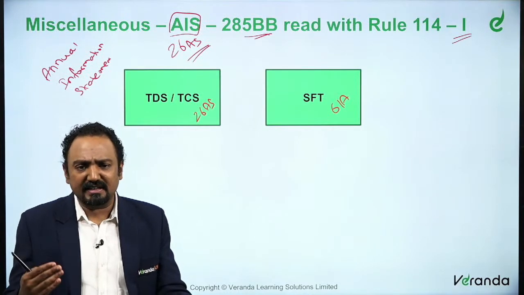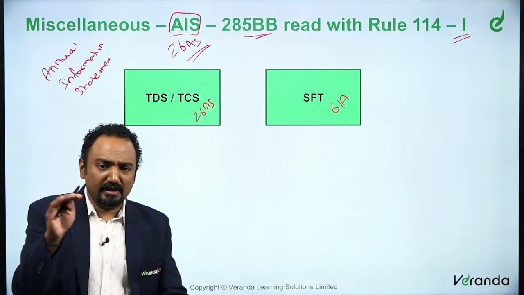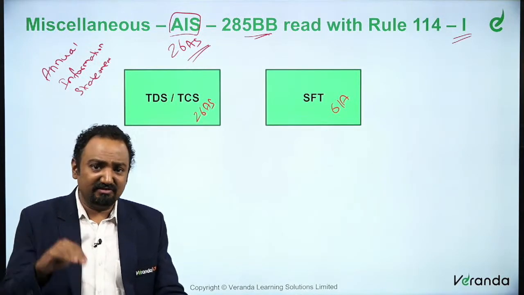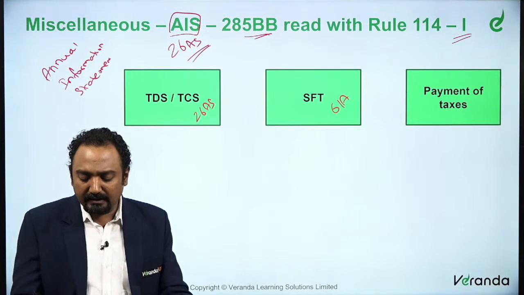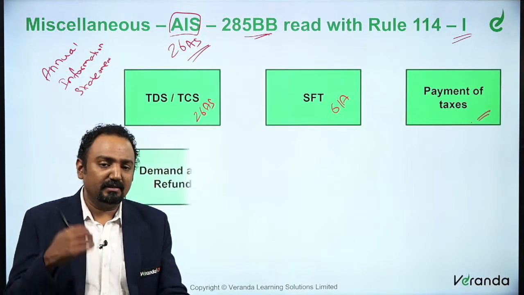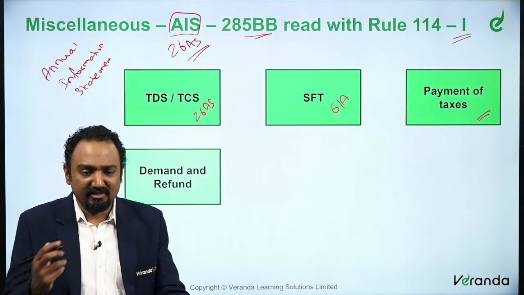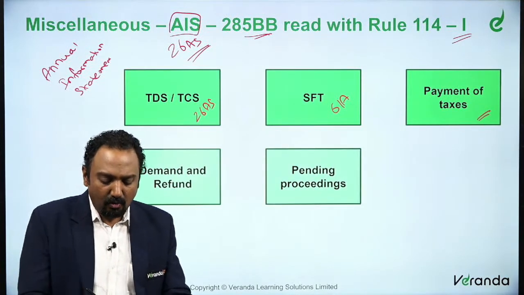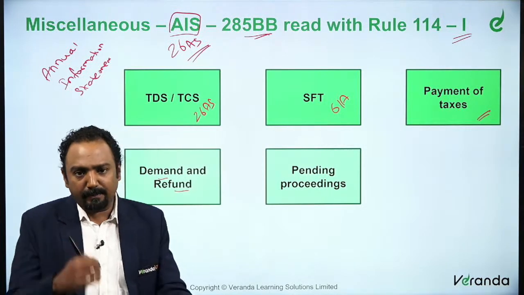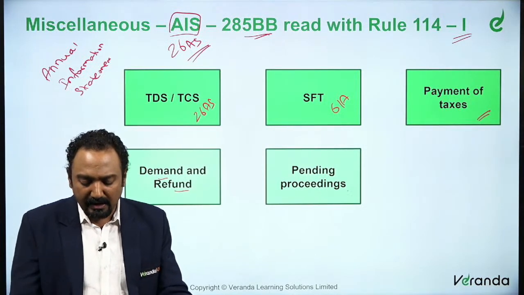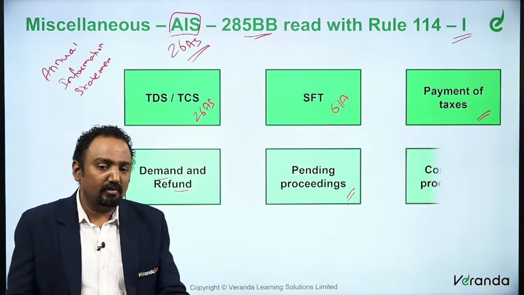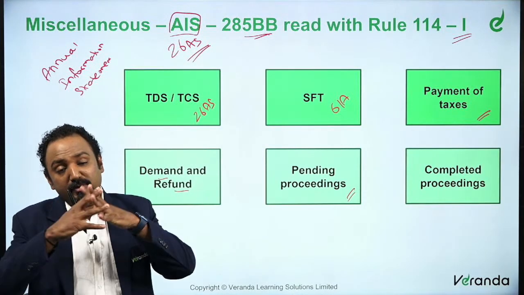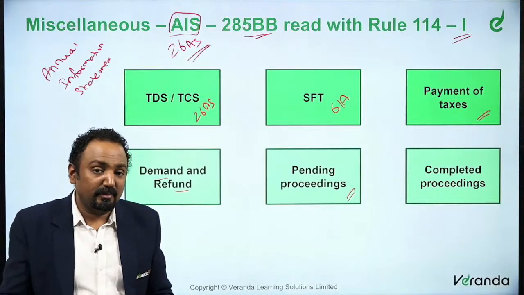Whatever specified financial transactions are covered through the relevant party, bank, Nidhi, company and all those, such information will also be reported. And then whatever taxes have been paid, any self-assessment taxes paid by the assessee, will also get tracked. Whatever demand is due, refund applicable, any pending proceedings, and any proceedings that are completed. All this information put together is called the annual information statement.